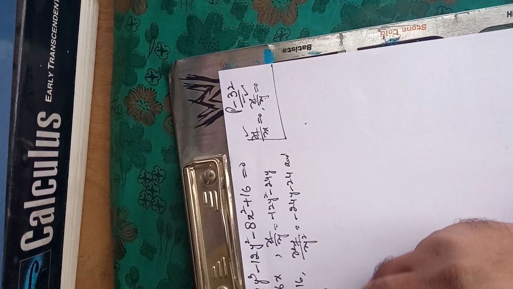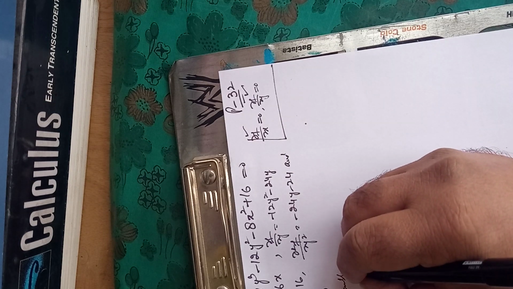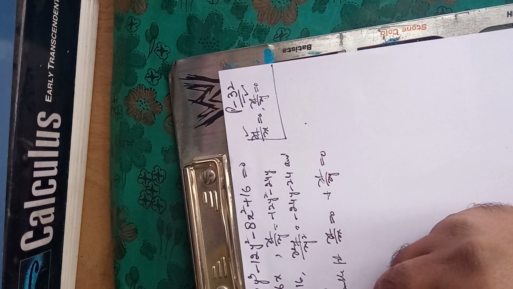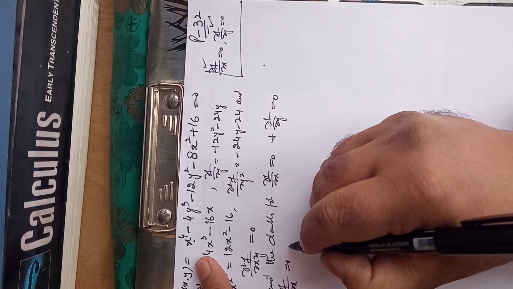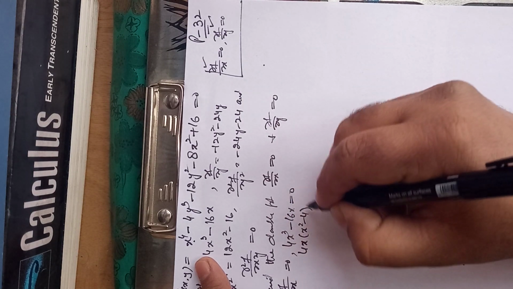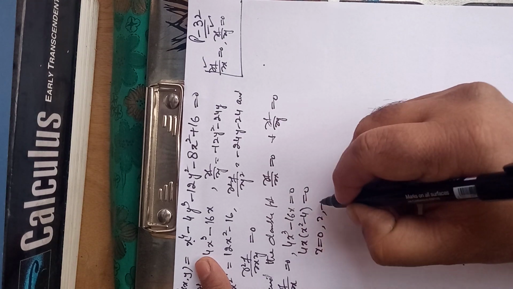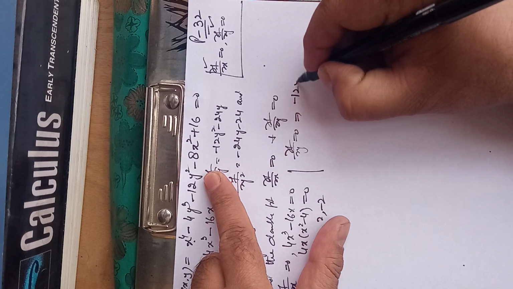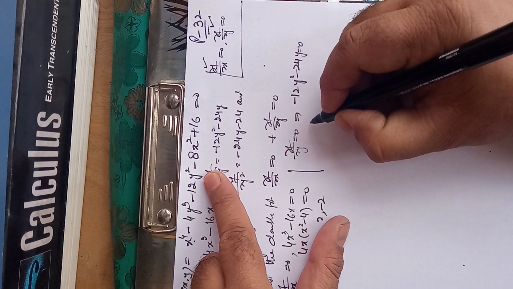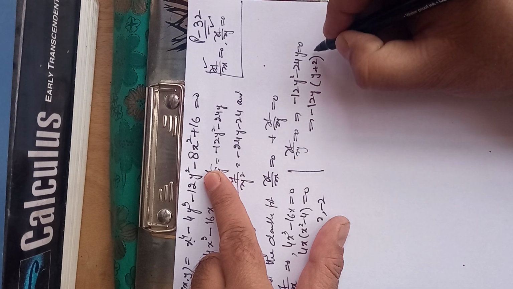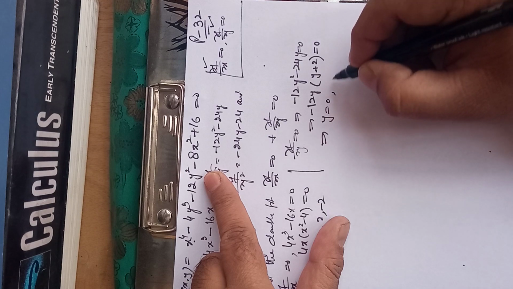Now to find the double point, put ∂f/∂x equal to 0 and ∂f/∂y equal to 0. ∂f/∂x equal to 0 means 4x³ − 16x equal to 0, which means 4x(x² − 4) equal to 0, so x equal to 0, 2 and −2. ∂f/∂y equal to 0 means −12y² − 24y equal to 0, which means −12y(y + 2) equal to 0. This gives us y equal to 0 and y equal to −2.